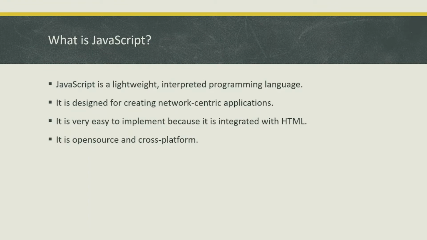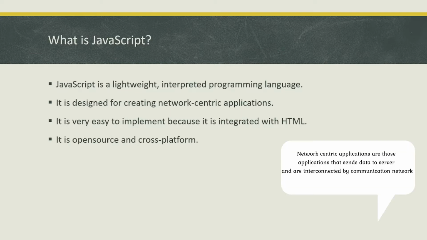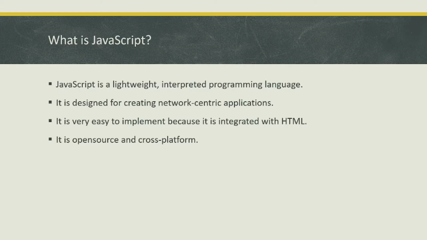What is JavaScript? JavaScript is a lightweight interpreted programming language. It is designed for creating network-centric applications, which means applications that require communication between two channels. It is very easy to implement because it is integrated with HTML, so we can run this on a browser. It is open source, meaning free, and cross-platform, meaning we can run this on Windows, Linux, Mac OS, etc.